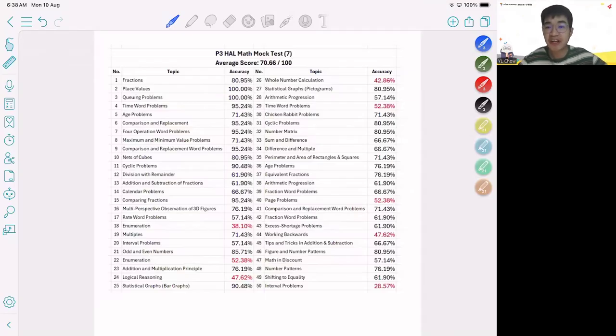There is a good mix of enumeration, word problems, and calculation topics this time. So without further ado, let's get started with our first multiple choice question.